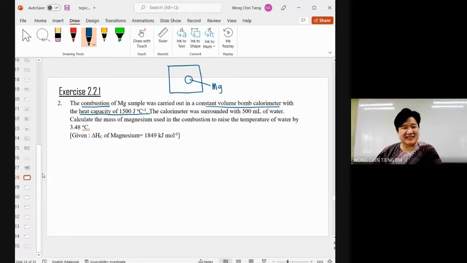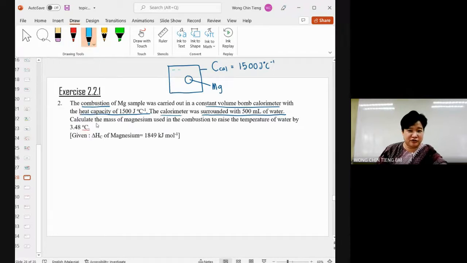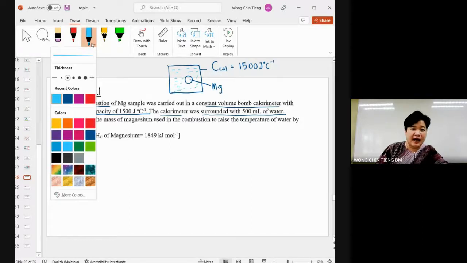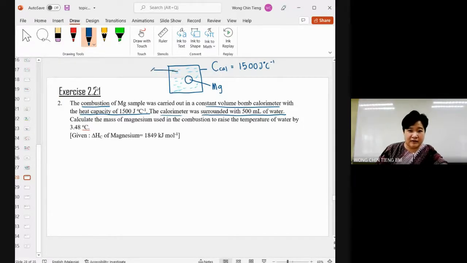Heat capacity C besar, 1500. So I have a C besar untuk calorimeter punya. So 1500 joule per degree Celsius. Okay. The calorimeter was surrounded with 500 milliliter of water. So akhirnya air wujud. Soalan ni wujud air. So saya pun label lah air sikit. So I have water. Volume of H2O, 500 milliliter.